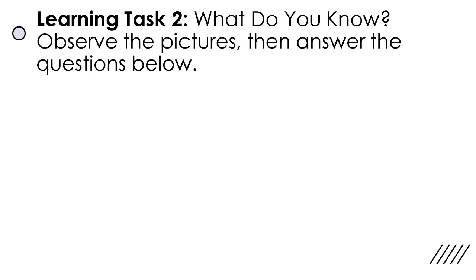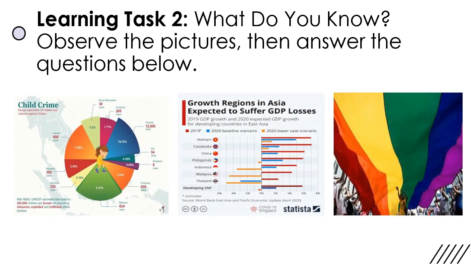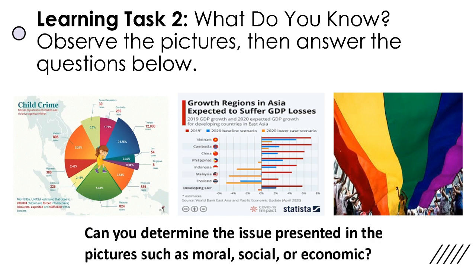Let's have the learning task number 2. What do you know? This is what you have to do. Observe the pictures, then answer the question below. What can you infer in these pictures? This is the question that you have to answer. You have to comment your answer below on the comment section. Can you determine the issue presented in the pictures, such as moral, social, or economic? I'll be waiting for your comments.